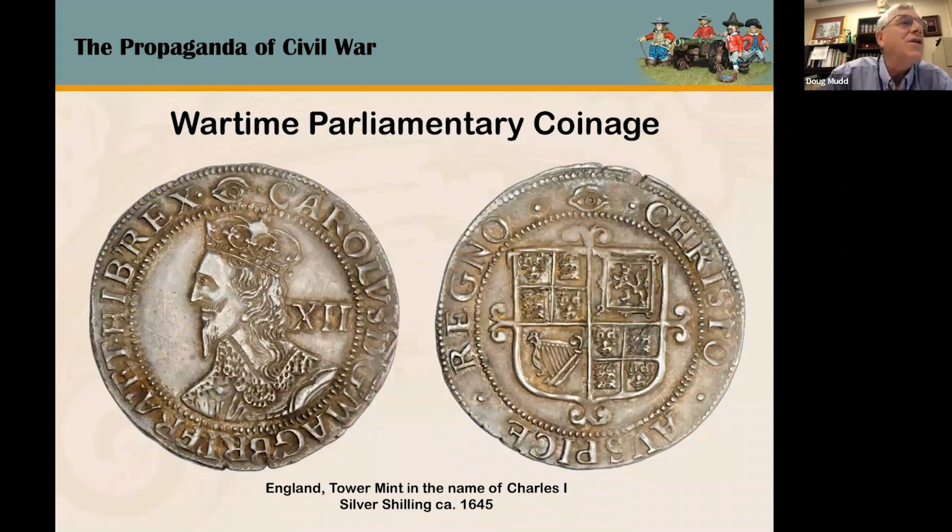Now you've got the shilling. This is the type of coin that people would have seen much more often. Now, this is the parliamentary coinage. What's interesting is that Parliament doesn't change the coinage at all. This coin looks very much like the coins that were issued before the war. That was a point that they were making.